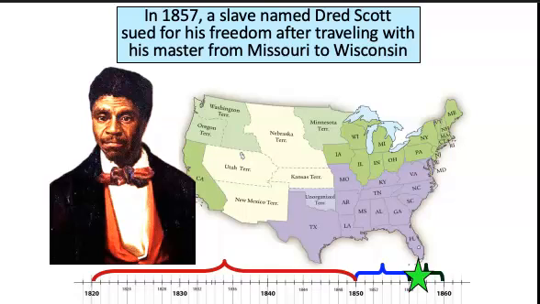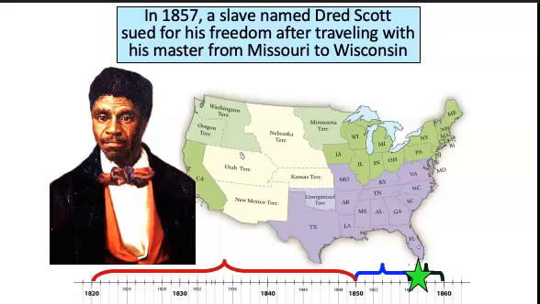Now, Dred Scott, who, unlike many slaves at this time, was educated and trained, sued for his freedom, saying that since he had been taken to a free territory where slavery was illegal, his status as a slave had ended when he had been taken into a free territory.